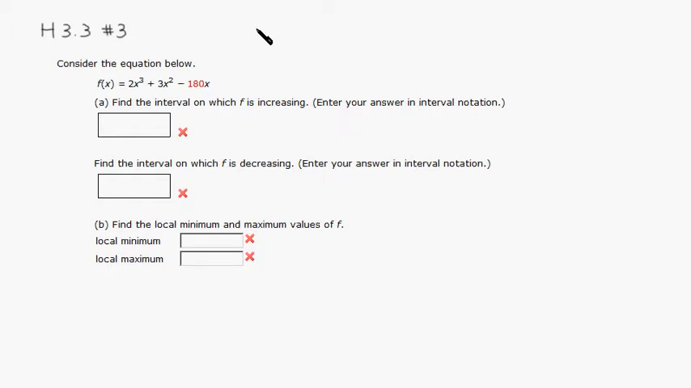So f prime of x is equal to 3 times 2, which is 6, x squared, and again 3 times 2 is 6x, and you have a negative 180. All right, so we can pull out, I guess everyone seems to have 6 in there, so let's pull out 6. Then you would have x squared plus x minus 30.